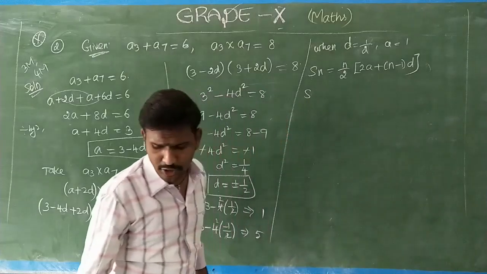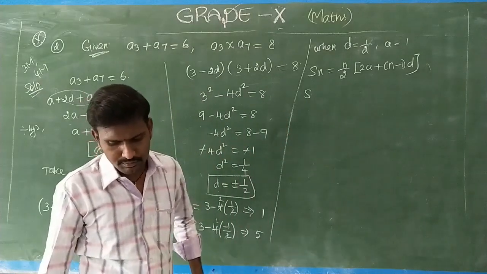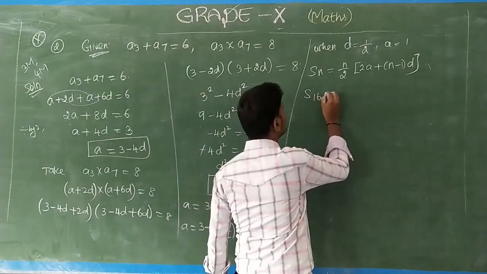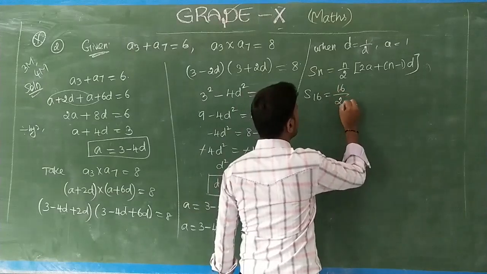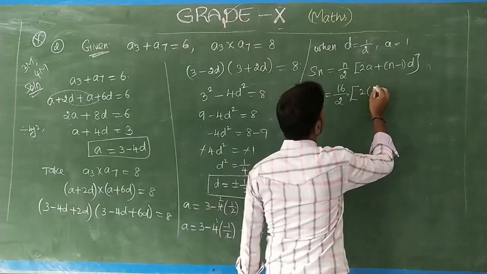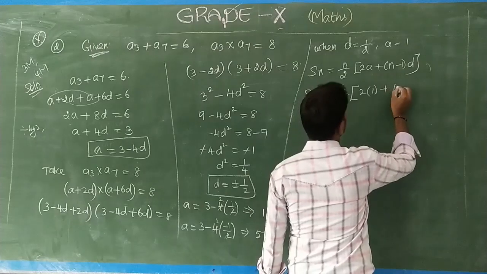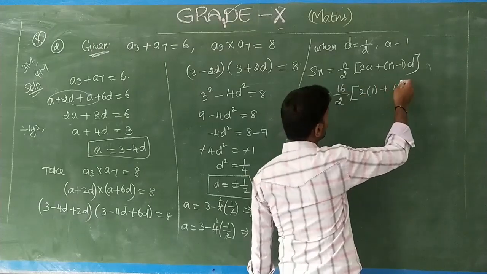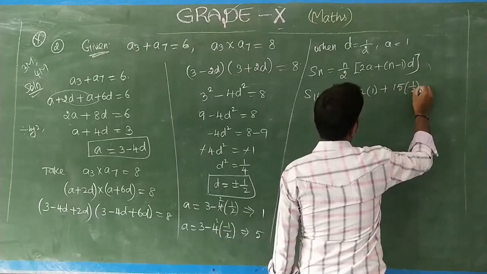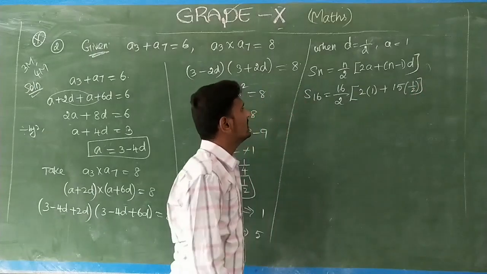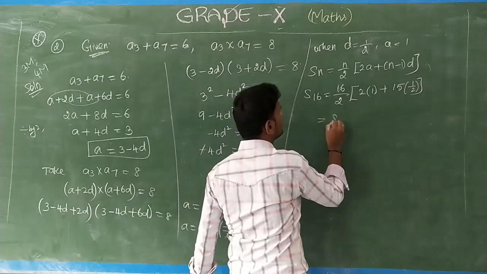So how many terms are we going to find? 16 terms. So S16 is equal to 16 by 2 into, the value of a is 1, plus 15, I mean 16 minus 1 is 15, into 1 by 2. Yes, student. Now I am going to simplify this.